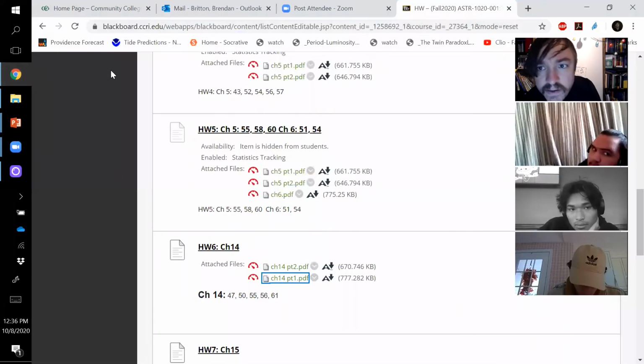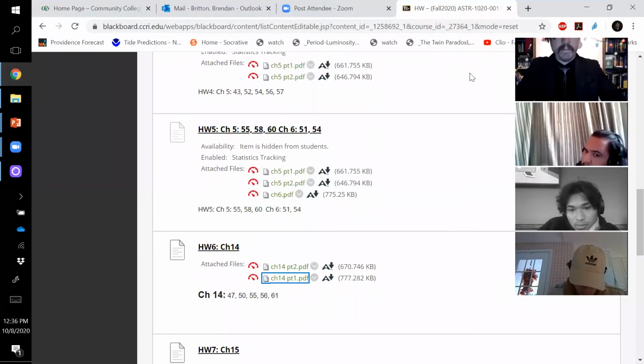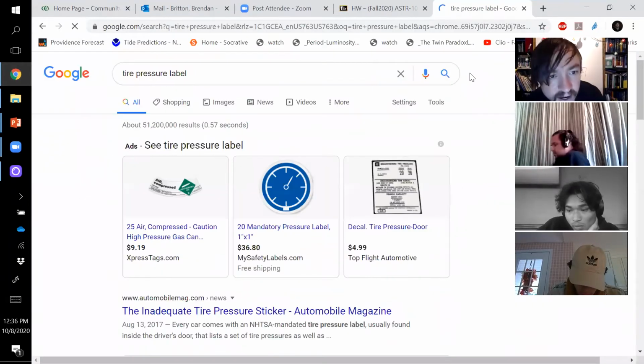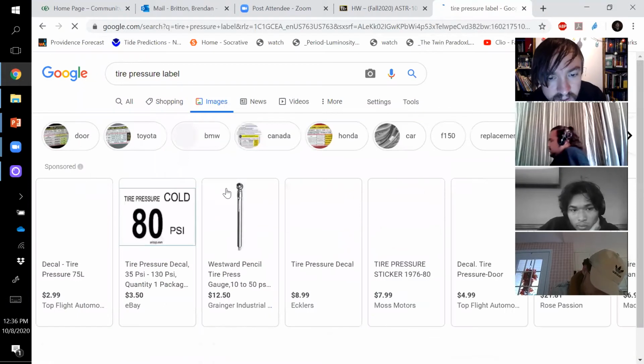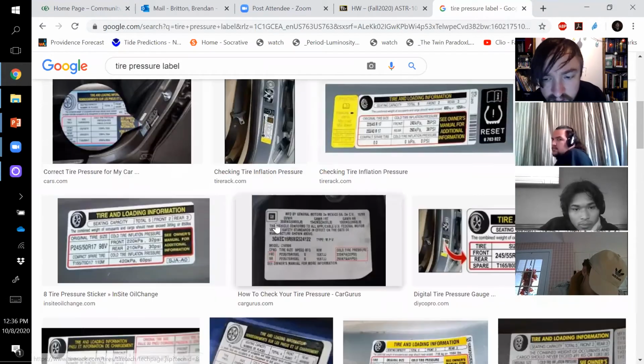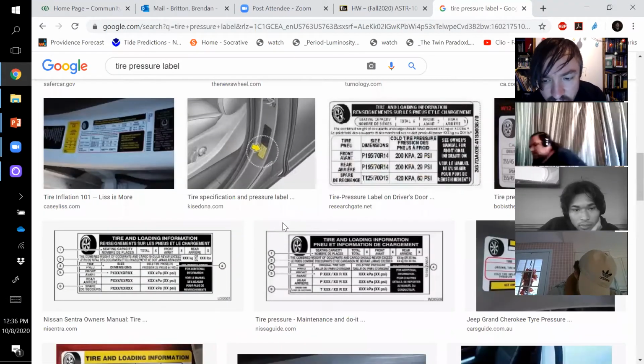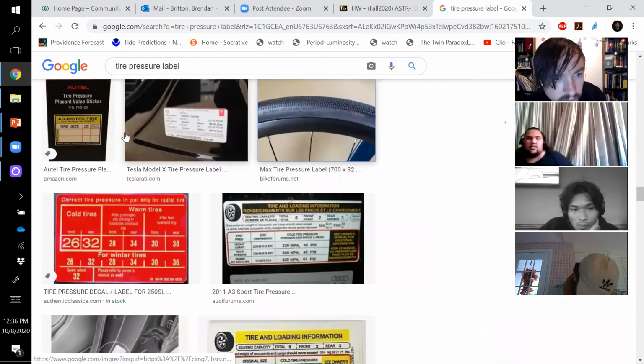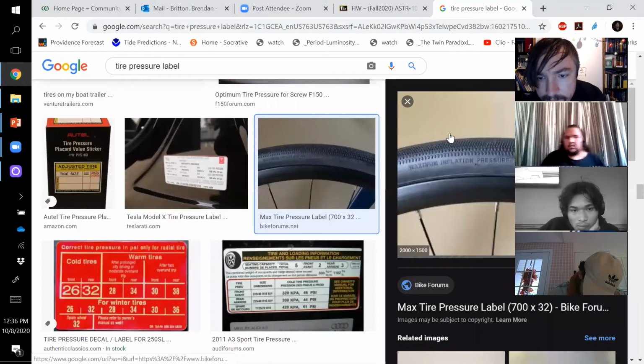I have an image somewhere. Maybe I can look here. Tire pressure label. Sometimes you can just find a nice picture. You know, tires. Here's a bicycle tire.